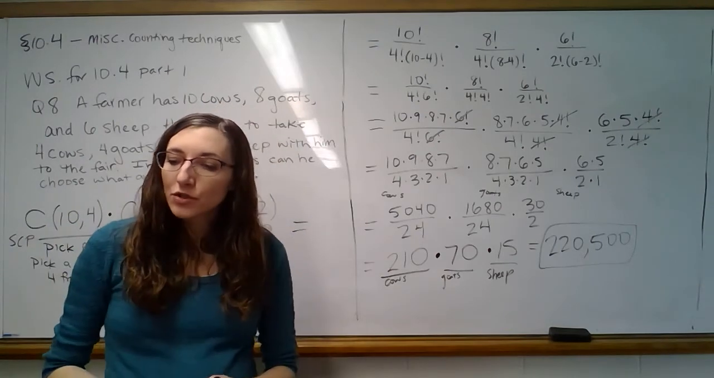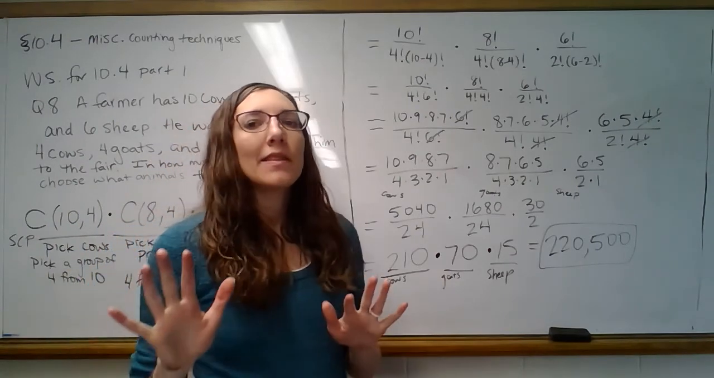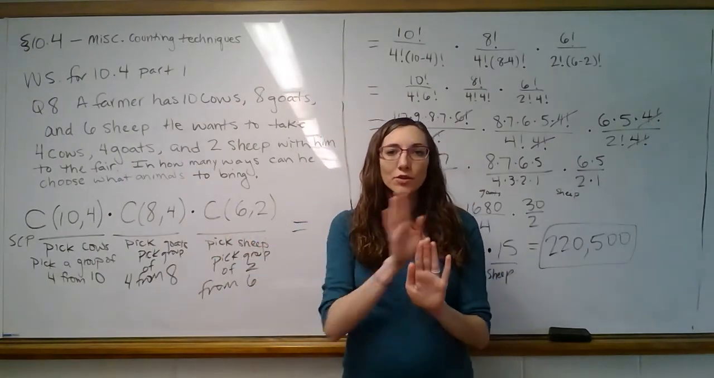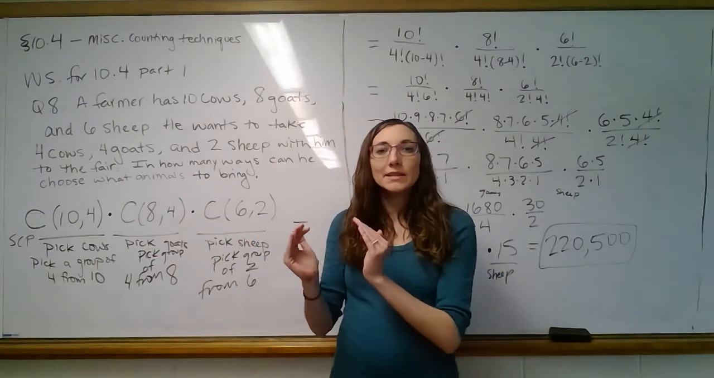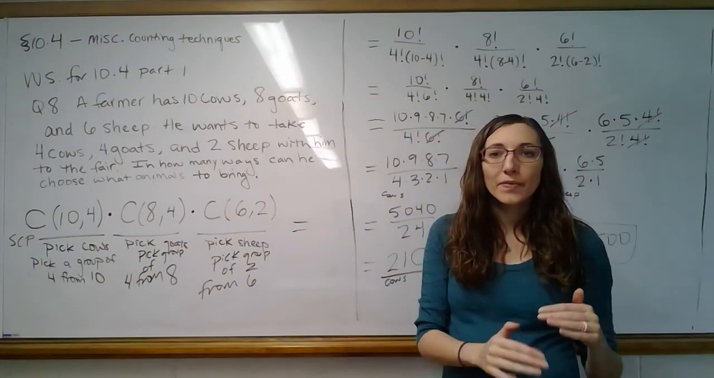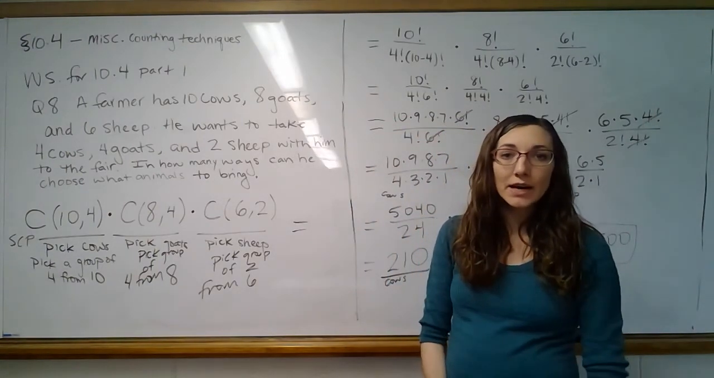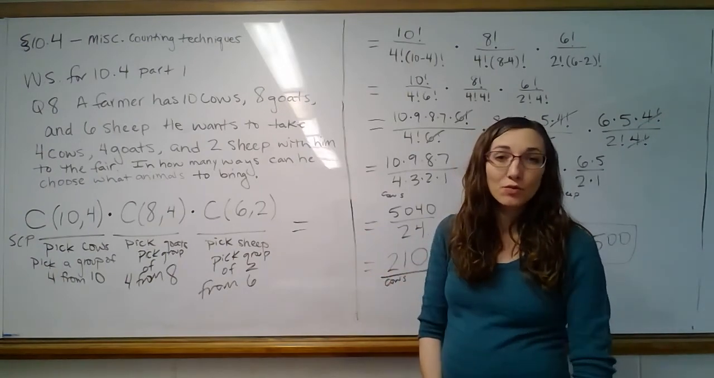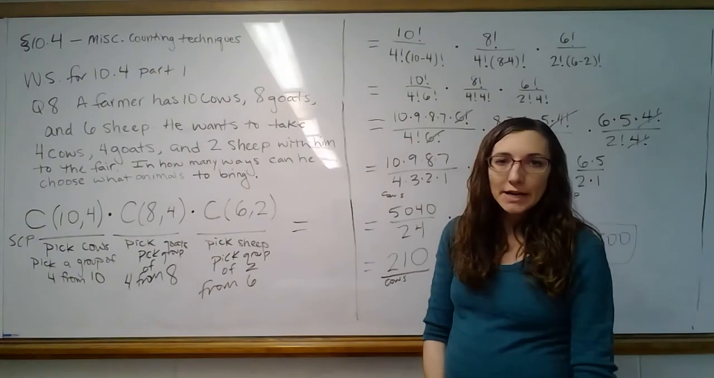So what this problem is doing is it's really helping us see that there might be times where we need to start with the sequential counting principle, but then in some of those blanks in the middle of the sequential counting principle, we might have to count them using a combination. That event might be picking a group, which we use a combination to count.